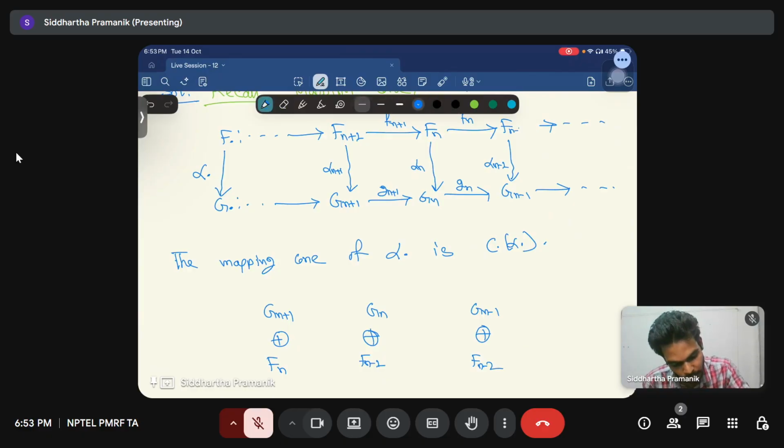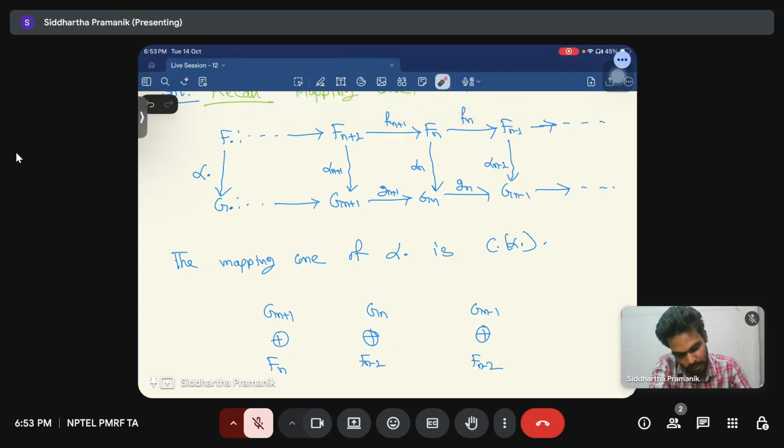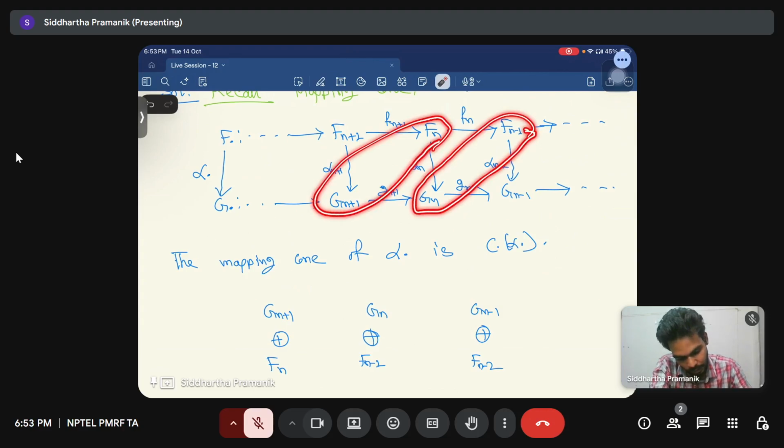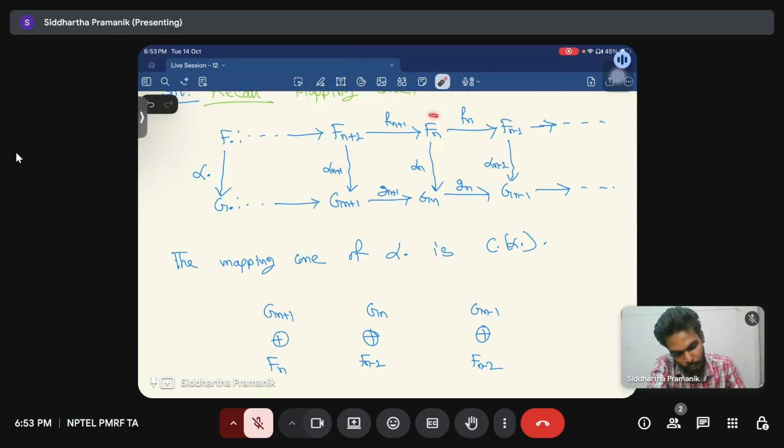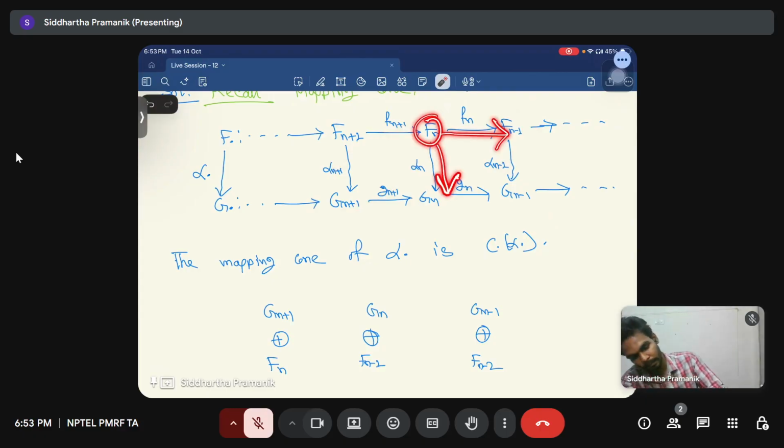So this is Fn minus 1. Now here what will be the maps? So this diagonal, so we have map from this diagonal, right? So from this object we need a map to this object. So from Fn we have two maps. One is this one and other is this one. And from Gn we have only one map.